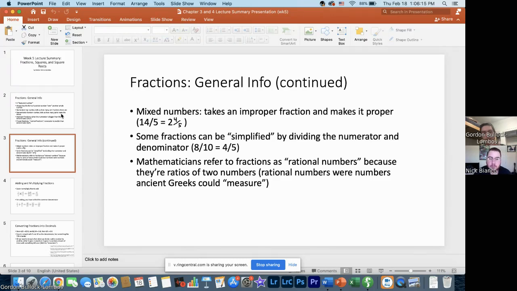Some fractions can be simplified, like 8 over 10 is equivalent to 4 over 5. And then mathematicians refer to fractions as rational numbers, because they're ratios of two numbers.